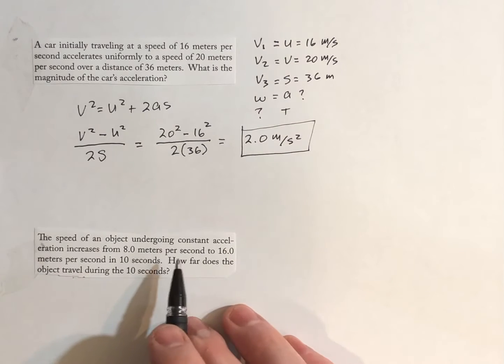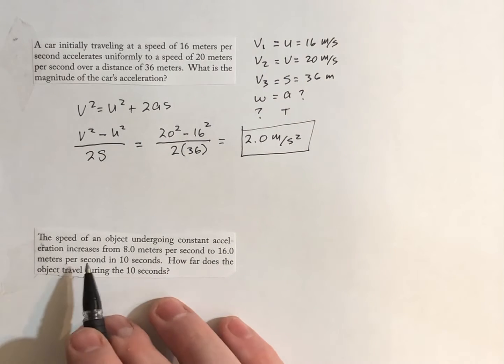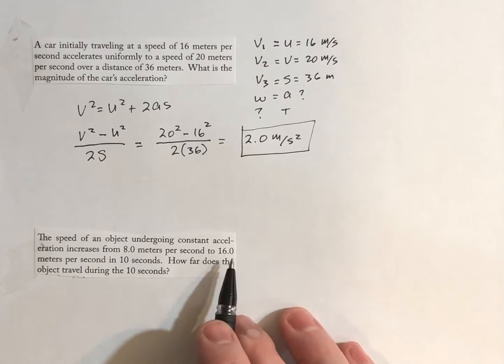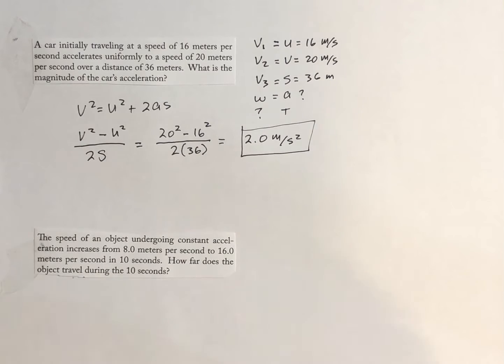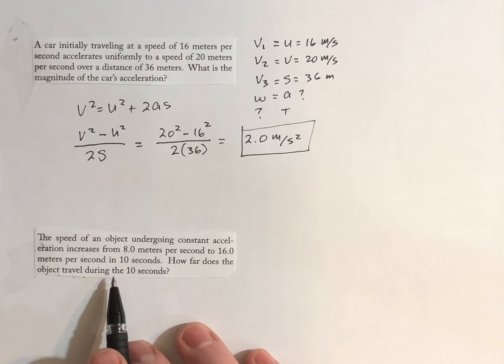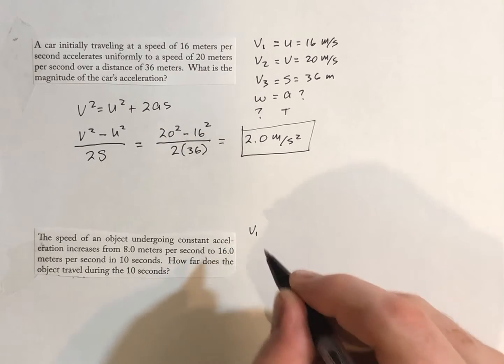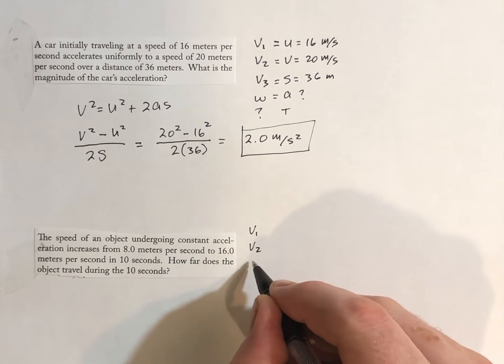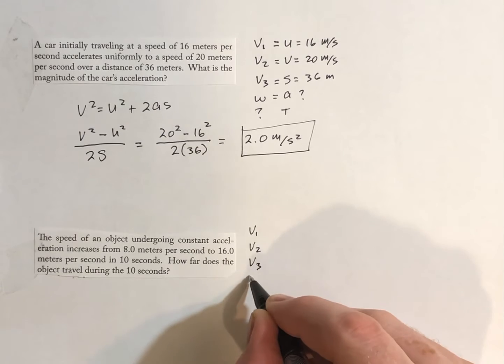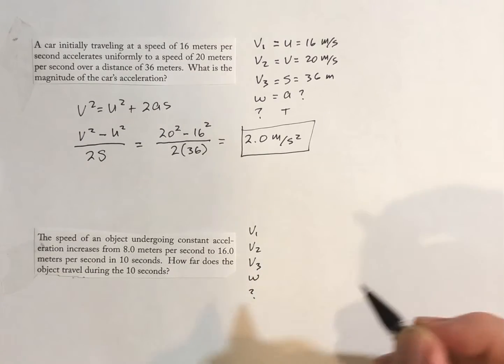The speed of an object undergoing constant acceleration increases from 8 meters per second to 16 meters per second in 10 seconds. How far does the object travel during the 10 seconds? So let's start this again with my first variable, my second variable, my third variable. What do I want? What am I missing?